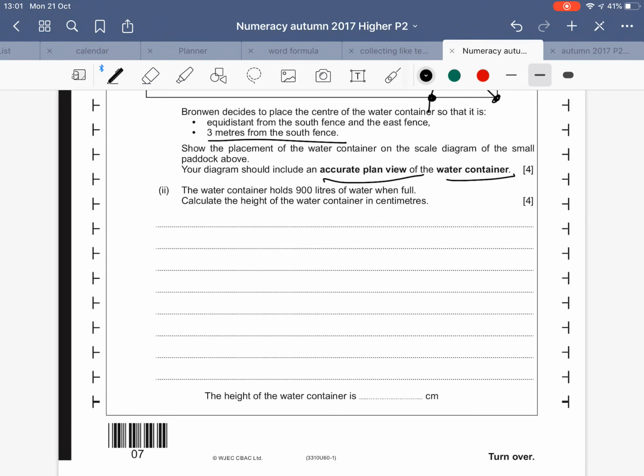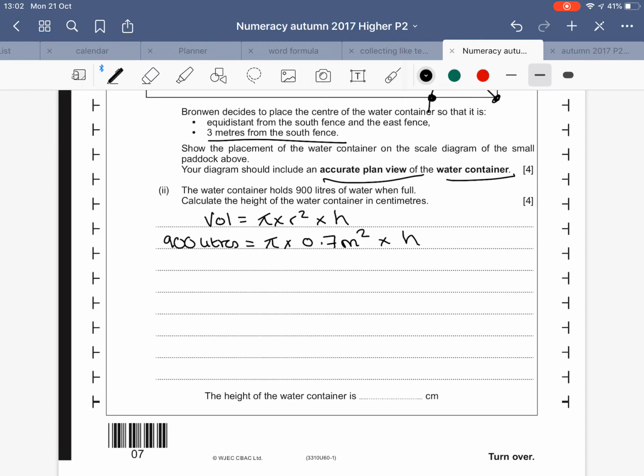The water container holds 900 litres of water when full. Calculate the height of the water container in centimetres. So basically saying that the volume is 900 litres. And to work out the volume of a cylinder, you do pi times radius squared times height. Now we have volume, that's 900 litres. We know pi is pi. Our radius is 0.7 metres squared. And we don't know our height.